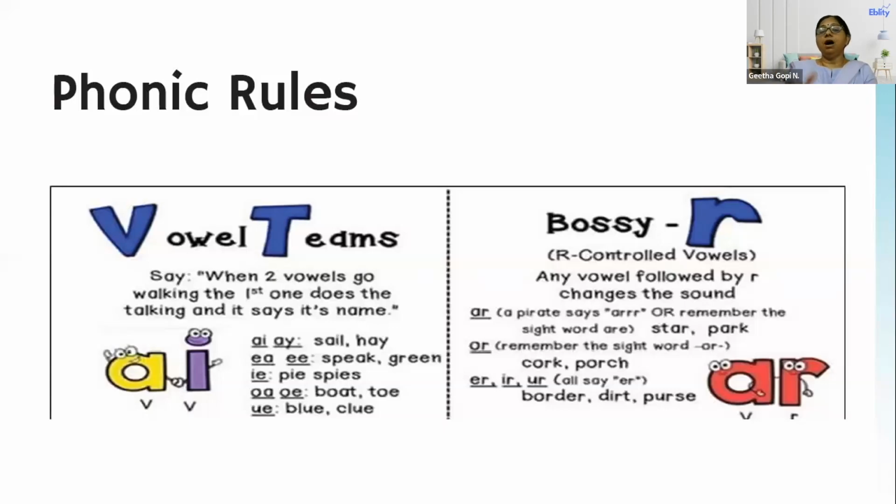R-controlled vowels: if there are R's coming in, we call these the bossy R's. When the R comes, this is how you pronounce it. So any vowel which is followed by an R, the vowel sound slightly changes. When you look at the vowel A, for example, it either says A if it's a short vowel sound, or it says A if it's a long vowel sound. But when the R comes after it, it makes a slightly different sound, which is AR, like in star or car and so on. Same with O, OR. So again, the sound changes. The R kind of modifies the vowel sound a bit. So again, teaching them how to pronounce it when the R comes is important.